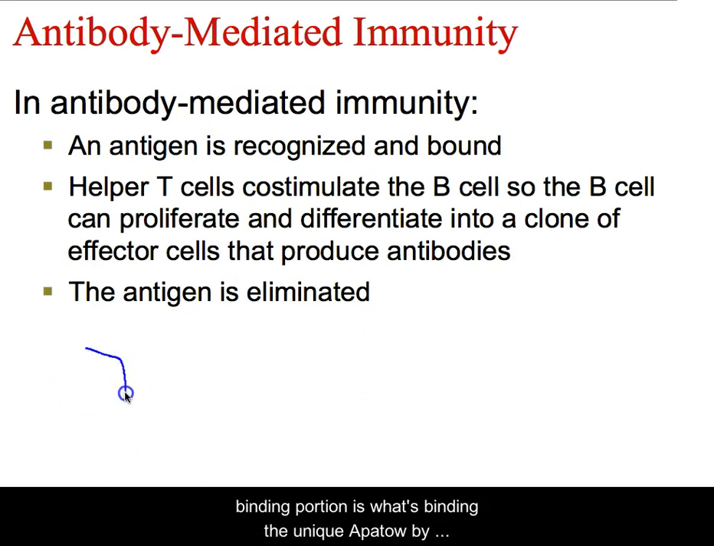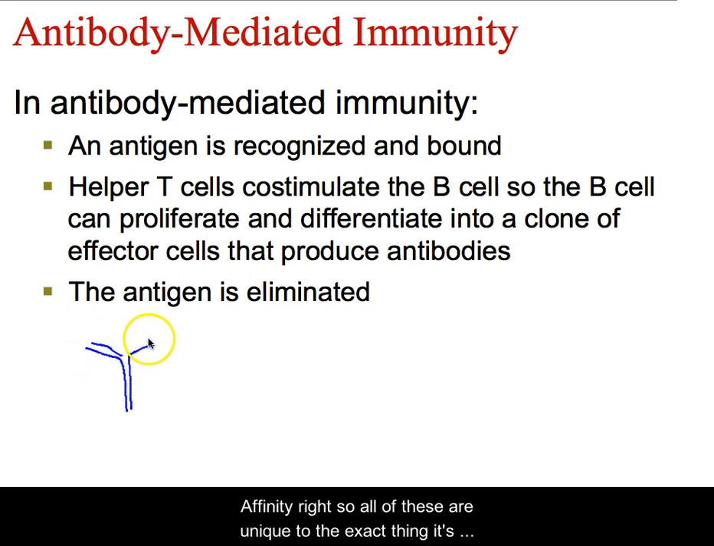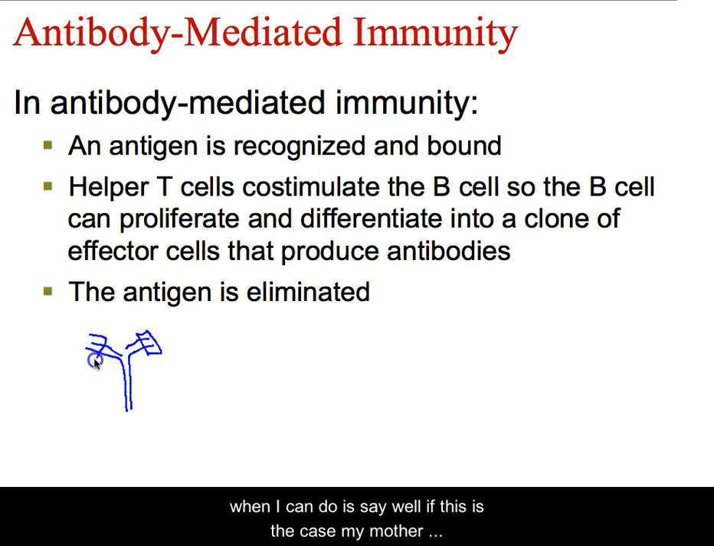And the way to think about it is all B cells are going to make some subset of antibody chains that are actually made up of 2 heavy chains and 2 light chains, and the antigen binding portion we'll get into in a couple minutes, but the antigen binding portion is what's binding the unique epitope by affinity, right? So all of these are unique to the exact thing it's supposed to be eliminating.